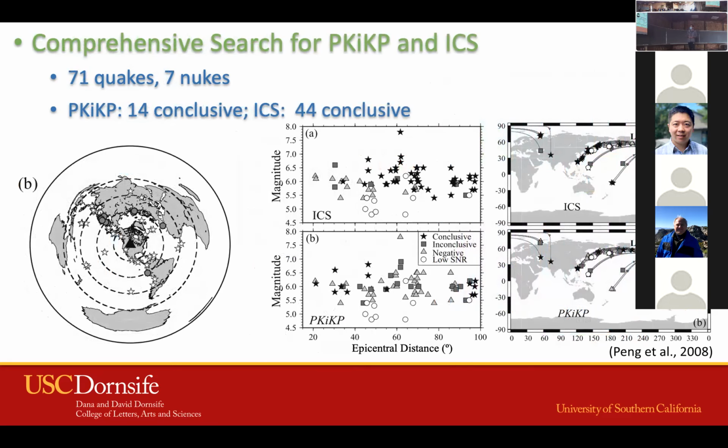Eight years later, another study did a comprehensive analysis of the appearance of PKiKP and the inner core scatter energy, still using the LASA array. What they found is that only a small number of events derive PKiKP energy, like 14 of the 71 events had PKiKP energy, but for the inner core scatter waves, most of them have that kind of signal.